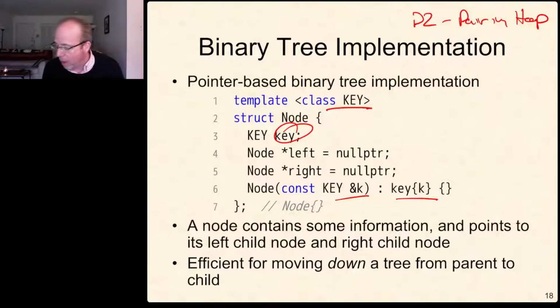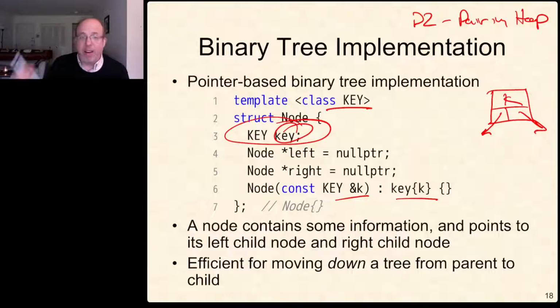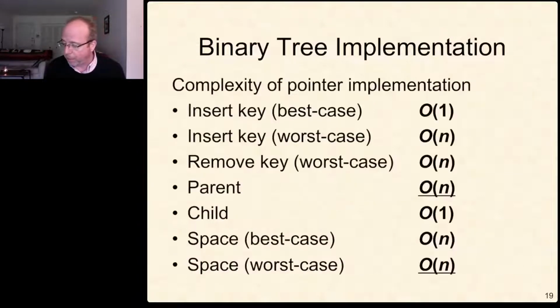So a node contains some information, the key, and it points to its left child and right child. So sometimes I will draw that as K, left, right. And it's very efficient to move down the tree. It's not very efficient to move up the tree because we have no easy way of getting to it without walking the entire tree and finding it.